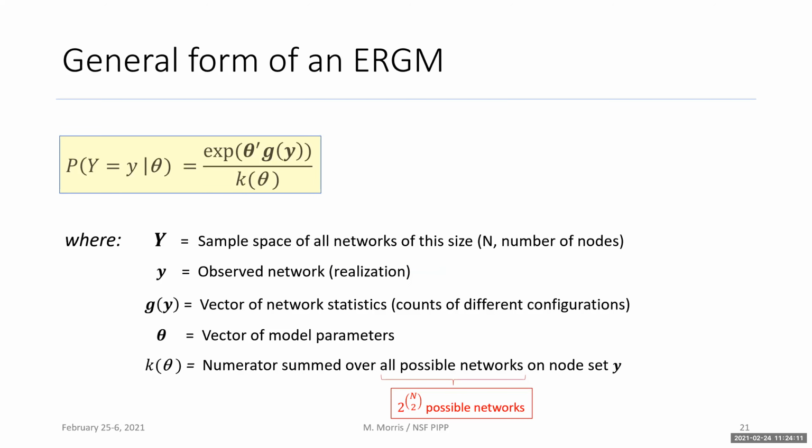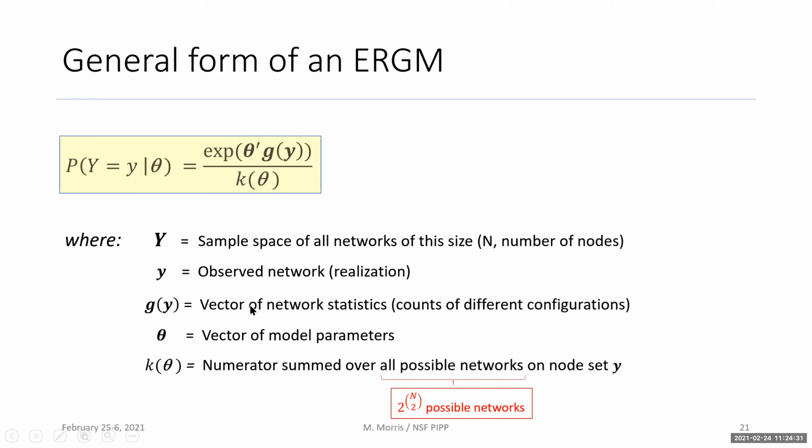The general form of an ERGM, I'm just going to show you, I'm not going to spend a lot of time on it. It's a stochastic model that describes the probability of a graph Y, little y here as a realization in the sample space of all networks of this size, which is a function of theta prime and g of y.